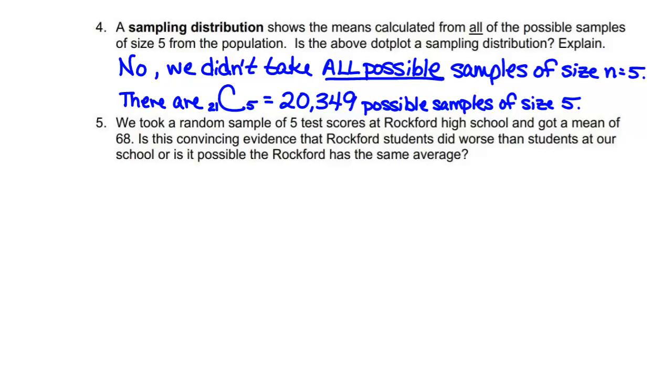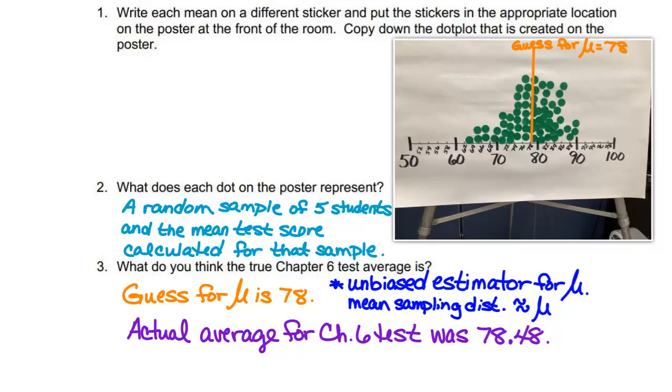If we took a random sample of 5 test scores at Rockford High School and we got a mean of 68, would we have convincing evidence that Rockford students did worse than the students at our school? Or is it possible that Rockford has the same average? All right, so I want to go back and look at this picture.